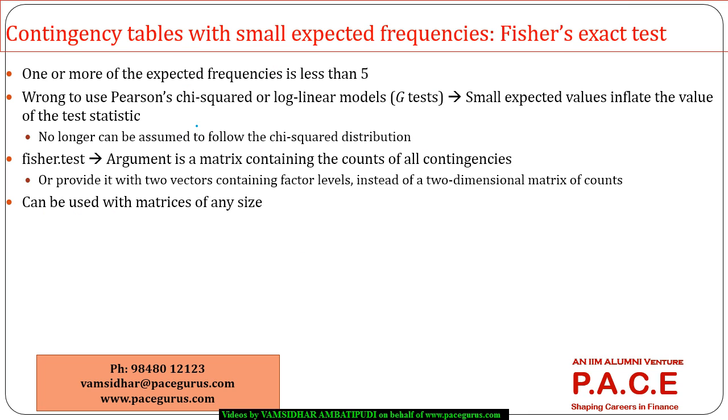Then the next aspect that we are looking at here is contingency tables, especially if the frequencies are very, very small. In that case, I should not rely on the test, especially if the expected frequency for any of the groups is less than 5.